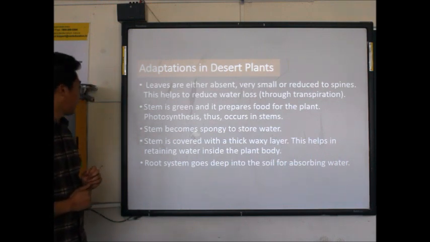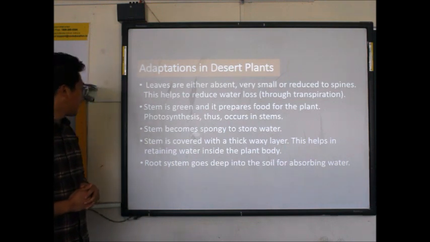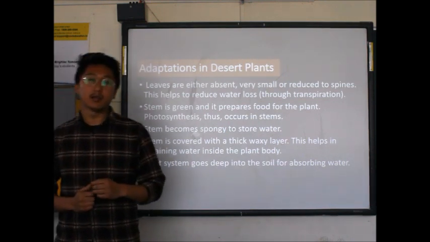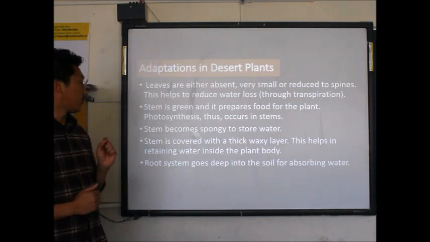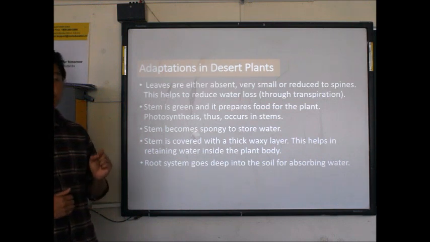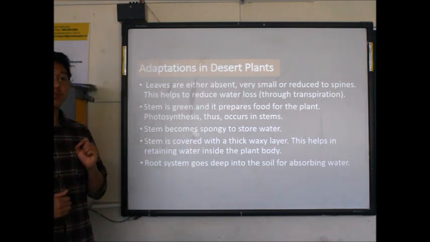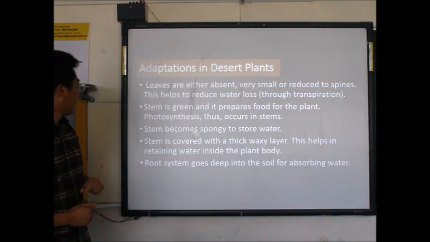Next, the stem is covered with a thick waxy layer. This helps in retaining water inside the plant body. In a desertic plant, the leaves are covered with the waxy layer, so that this waxy layer will protect it and retain water inside the plant body. This waxy layer will prevent the transpiration rate in the desertic plant.